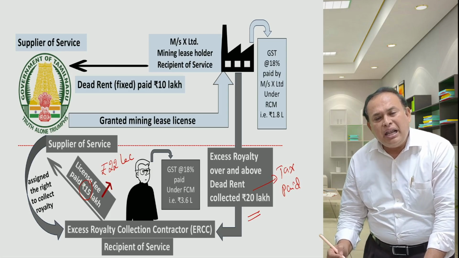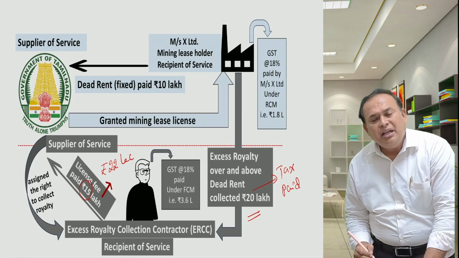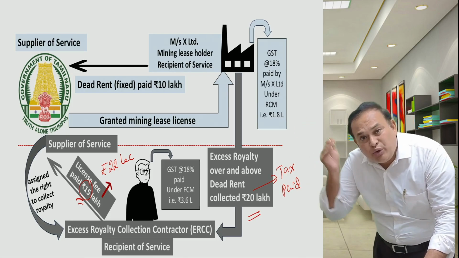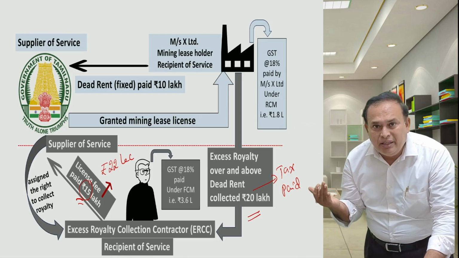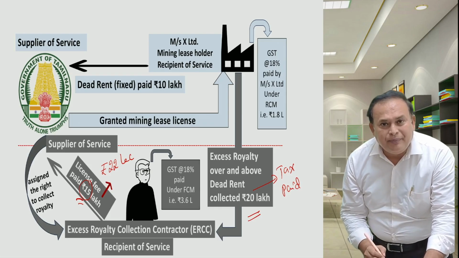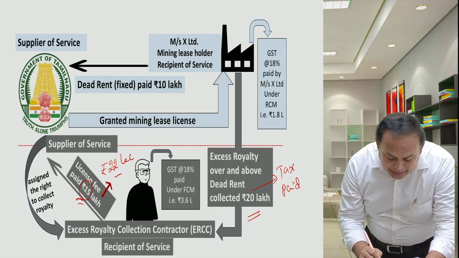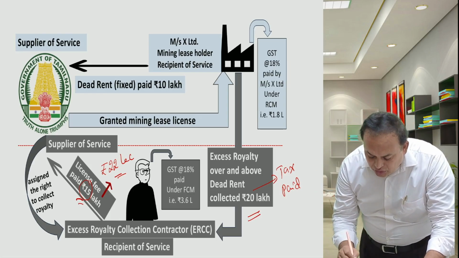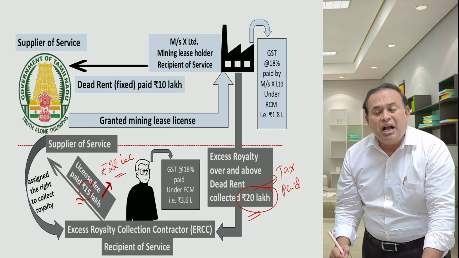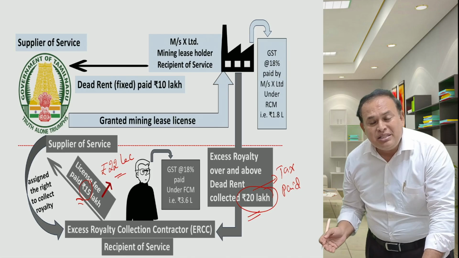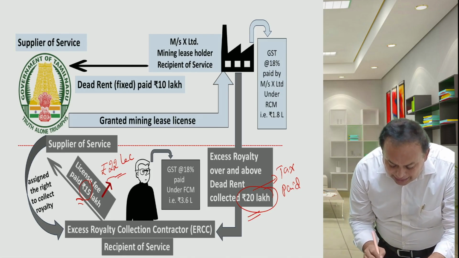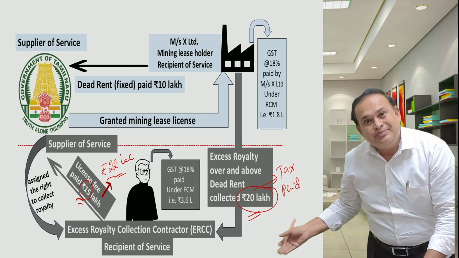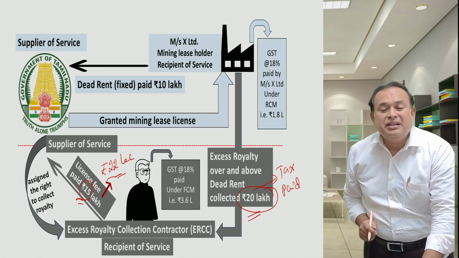Therefore, license fee earlier was 15 lakhs, which is out of 20 lakhs only, I paid tax on that amount. Therefore, 15 lakhs is exempted. Suppose the license fee itself is 22 lakhs, and you collect the excess royalty collection contract amount, how much? 20 lakhs you collected, on which you pay the GST. That means license fee paid to the department is 22 lakhs, out of 22 lakhs, only 20 lakhs taxed in the name of ERCC.